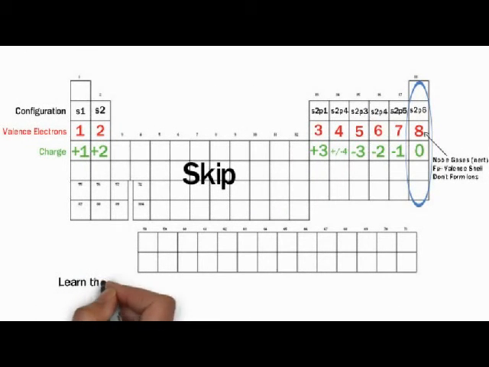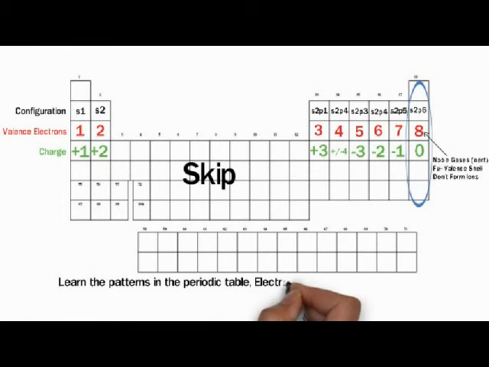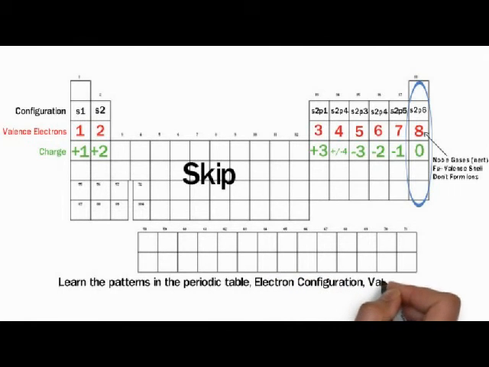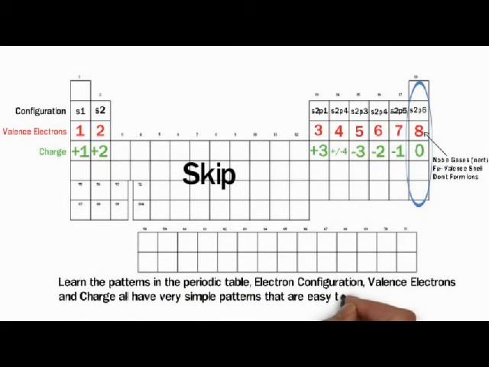So looking back over here, you can see how the pattern for the charge is set up in the periodic table. And it's important to learn the pattern in the periodic table. The electron configuration, the valence electrons, and the charge all have very simple patterns that are easy to follow and understand. And if you learn this pattern, you can easily predict the charge of any ion that will form in this section of the periodic table, until we get into more complicated stuff.